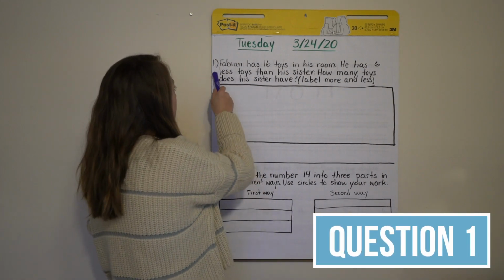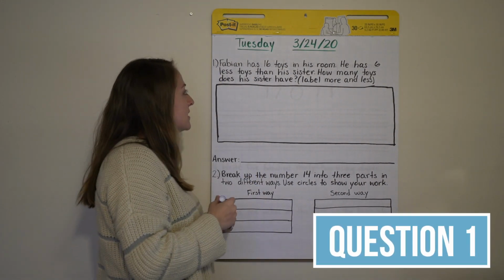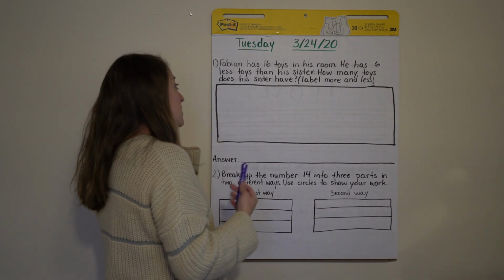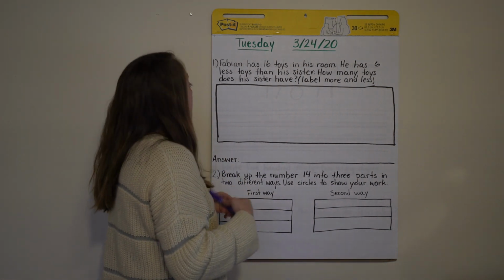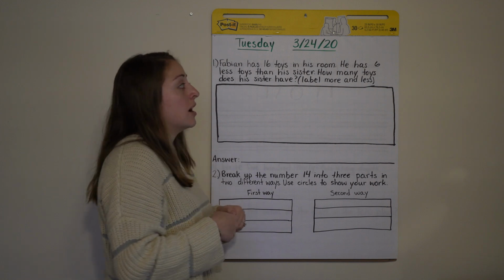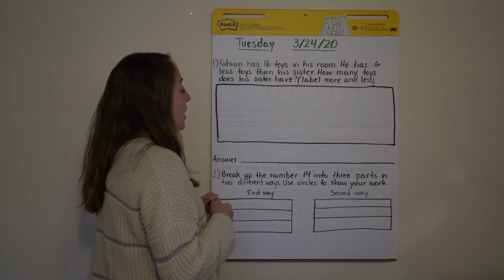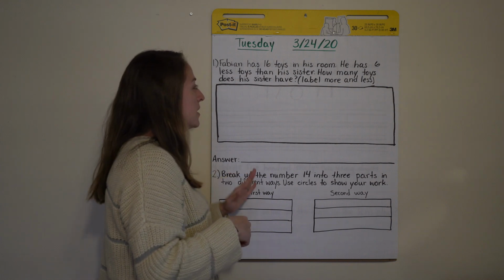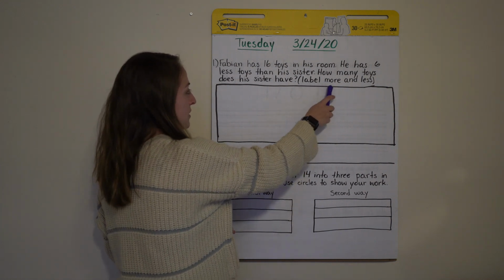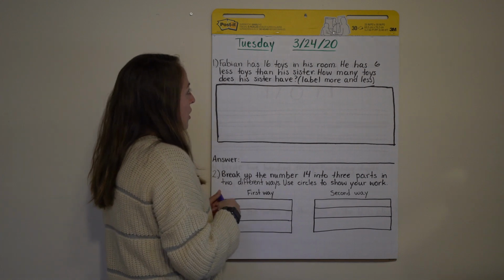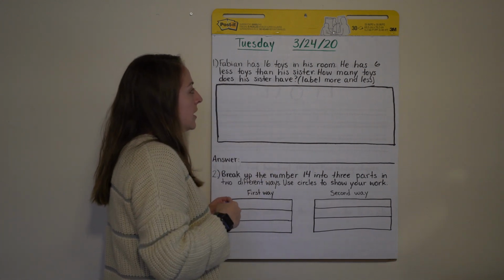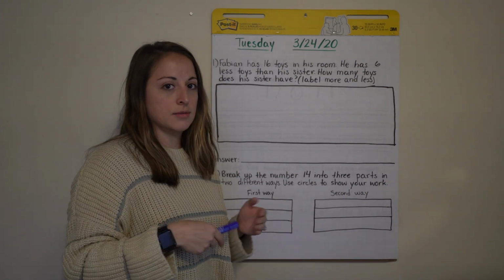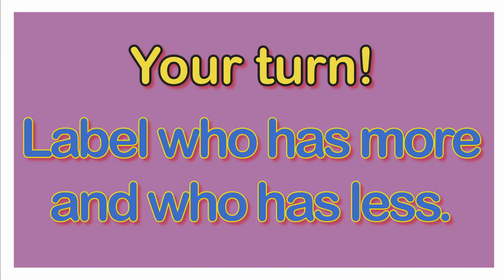All right, number 1. Fabian has 16 toys in his room. He has 6 less toys than his sister. How many toys does his sister have? Label more and less. Okay, so I'm going to give you 1 minute to label who has more and who has less. Remember to read it carefully, and this will describe to you who has more or less. Okay, so take a minute to do that.